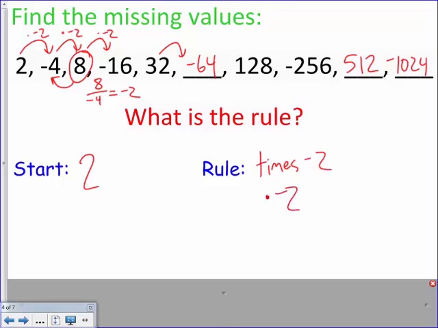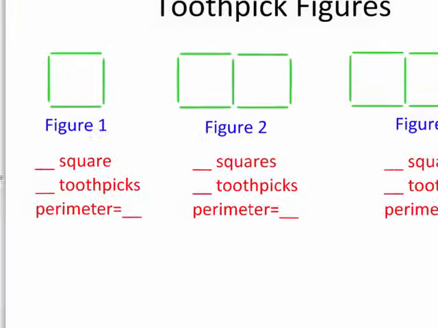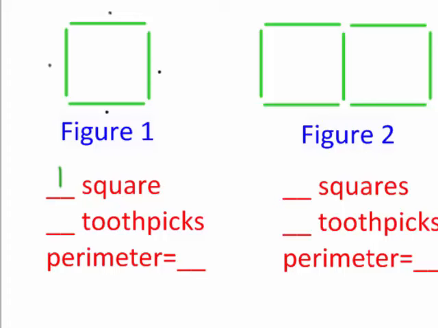All right, let's take a look. Let's actually use a situation here where we can use some recursion. So we got some toothpick figures. And in figure 1, let's describe some stuff here. So how many squares are there in figure 1? Well, there's 1 square. How about toothpicks? How many toothpicks do you see? Well, 1, 2, 3, 4 toothpicks.